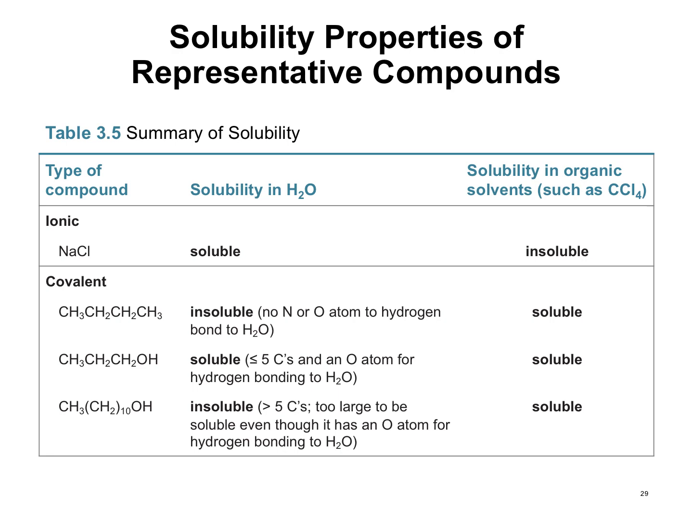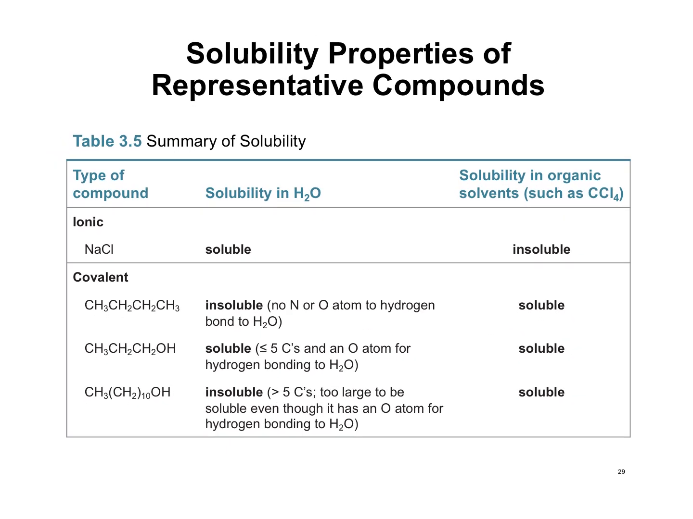So I just kind of want to end with a table that summarizes the solubility. You can see here we have ionic compounds. They're soluble in water, insoluble in organic solvents like carbon tetrachloride or hexane. Then when we talk about covalent molecules, and we have butane here, it's insoluble in water because there's no nitrogen or oxygen atom present to hydrogen bond to water, but it's soluble in organic solvents.